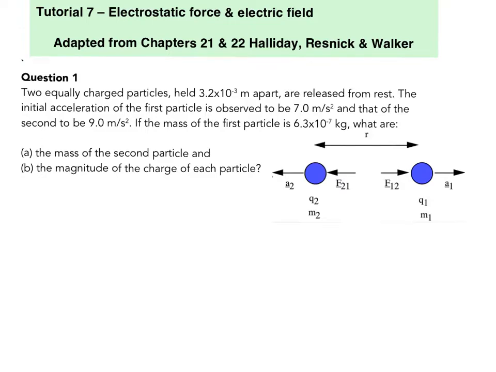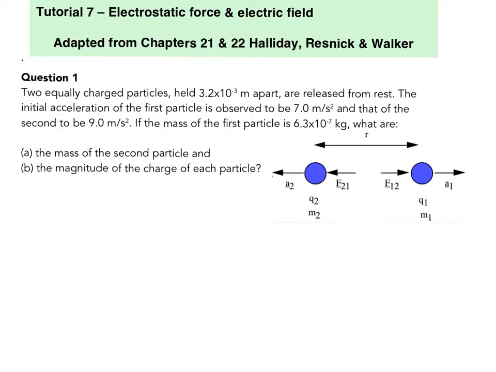The initial acceleration of the first particle is 7 meters per second squared, and the second one is 9 meters per second squared, which means their masses have to be different. If we know the mass of the first particle, then we're asked to find the mass of the second particle and the magnitude of the charge on each particle. So they're equal charges, but they have different masses, which means that the exact same force gives a different acceleration.